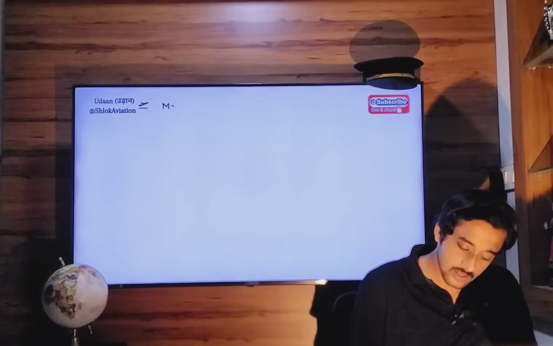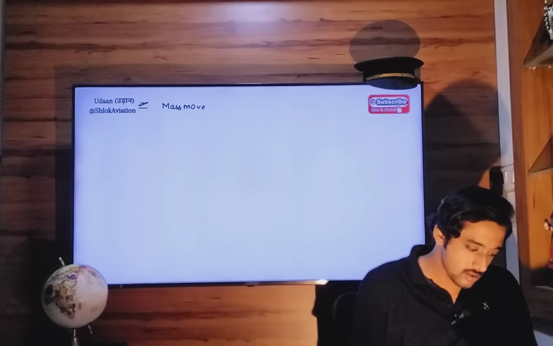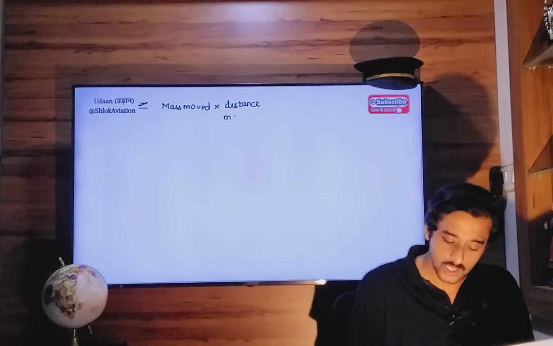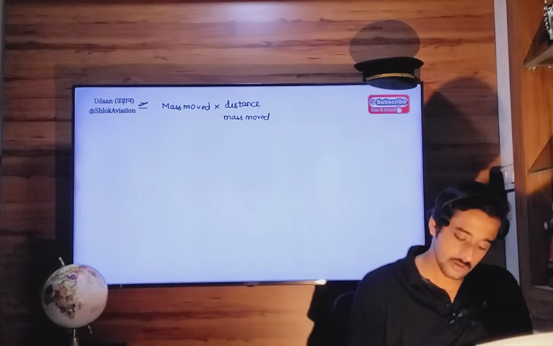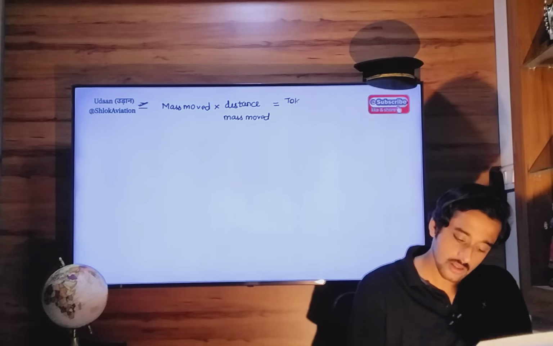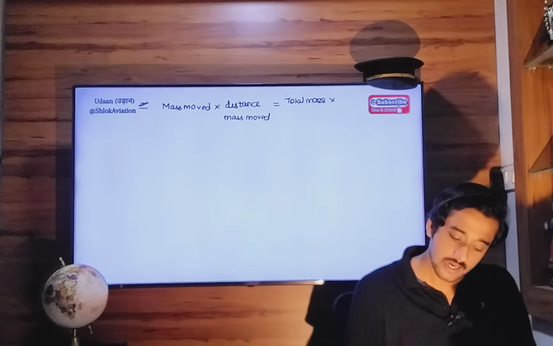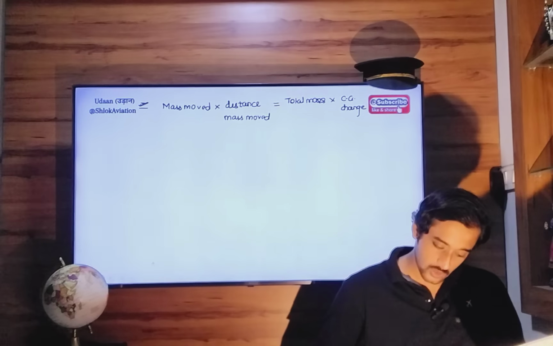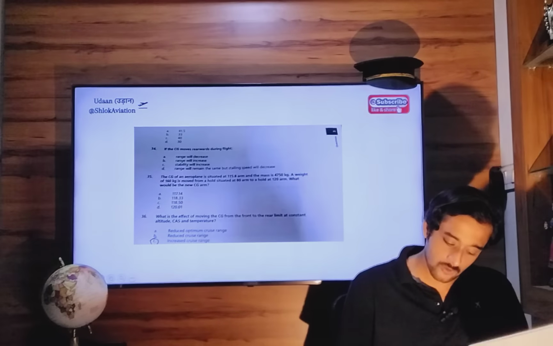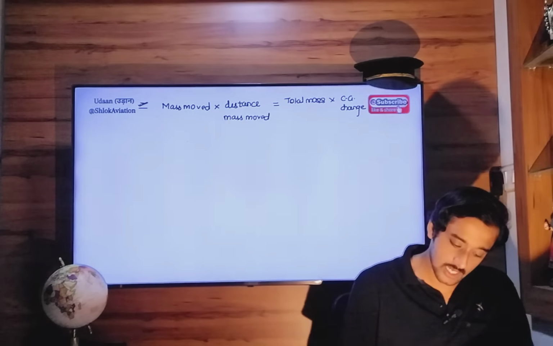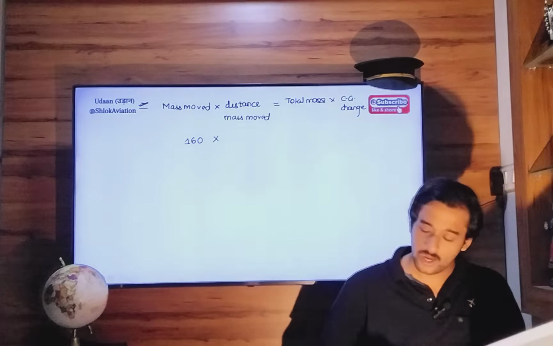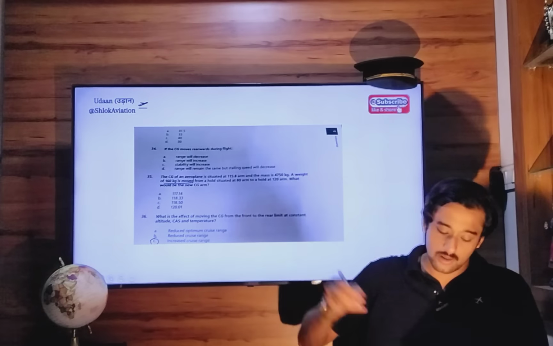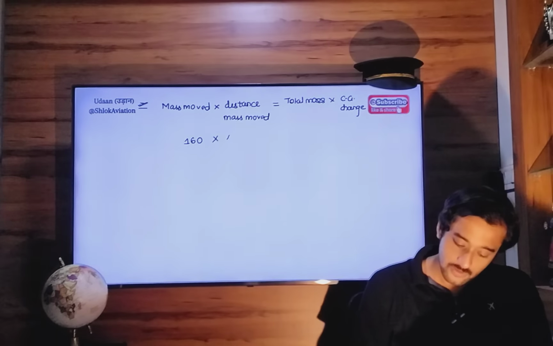Mass that is moved into distance that mass you have moved equal to total mass of aircraft multiplied by CG, the change in center of gravity. So how much mass have you moved? A weight of 160 kg is moved. So write 160. The distance you have moved this mass from 80 to a new distance of 120. So difference between them is 120 minus 80, 40.